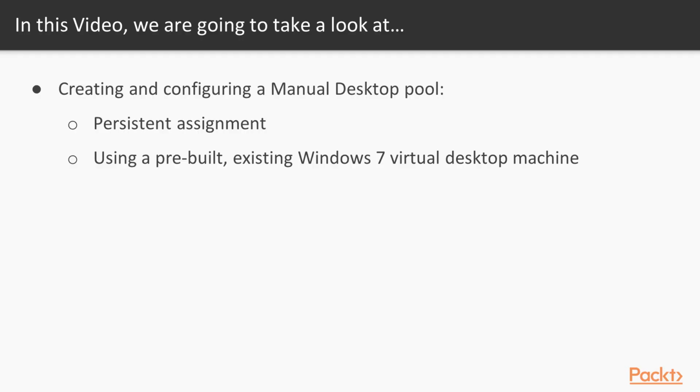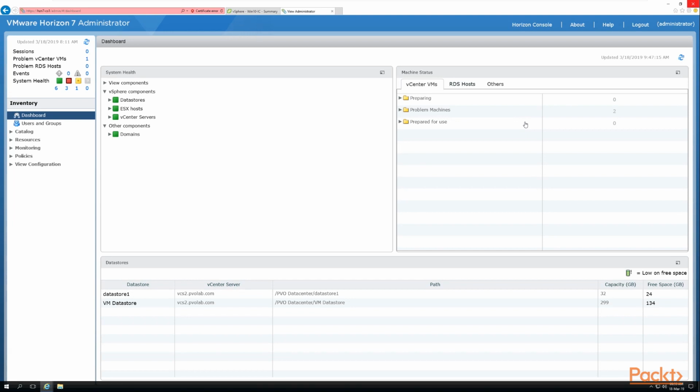In this video we're going to create our final desktop pool, a manual desktop pool. So in this video we're going to create a desktop pool which will use an already existing Windows 7 virtual machine. This pool will also have a persistent assignment, meaning that a user will effectively own this desktop. So let's now create our final desktop pool, the manual pool.